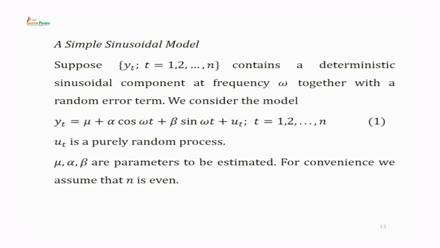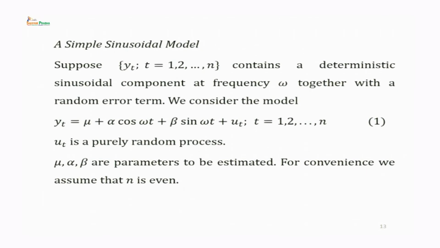Now, we can consider a simple sinusoidal model. So, suppose you have a time series y t, t equal to 1 to n, and this time series contains a deterministic sinusoidal component at frequency omega along with a random error term. So, we consider the model y t is equal to mu plus alpha cos omega t plus beta sin omega t plus u t. So, your time series contains a sinusoidal component, consists of this cosine wave and this sine wave.